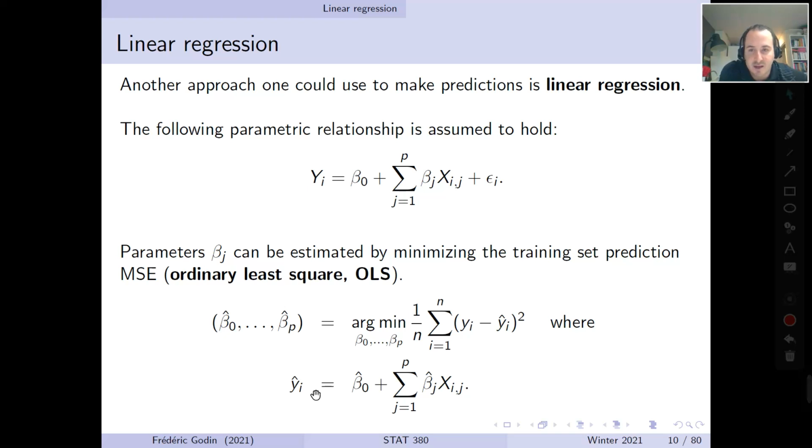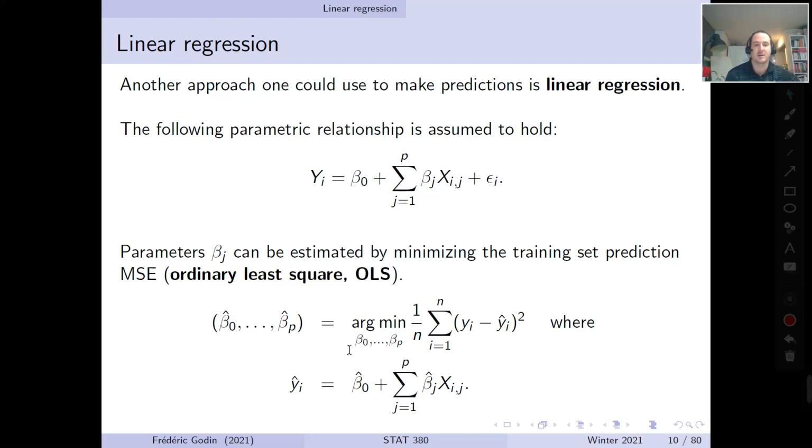So the predicted response y_i hat, the predicted response for the ith observation, could be its estimated intercept plus the sum of estimated slopes times the predictor for the ith observation. So this is for a fixed estimate of betas, and then what we want to do to determine these estimates of betas is to find the beta estimates which minimize the average squared prediction error within our training data set.